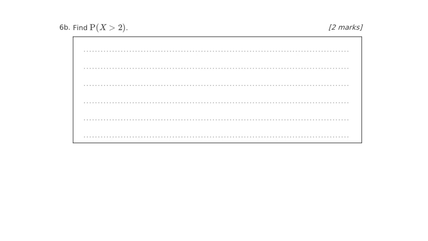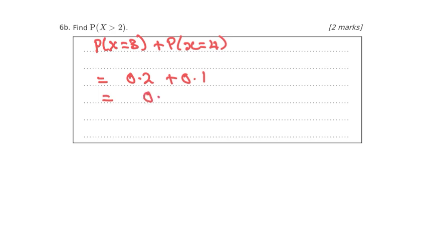6b. Find the probability that X is greater than 2. Well, the probability that X is greater than 2 is equal to the probability that X equals 3 plus the probability that X equals 4, which equals 0.2 plus 0.1, which is equal to 0.3.